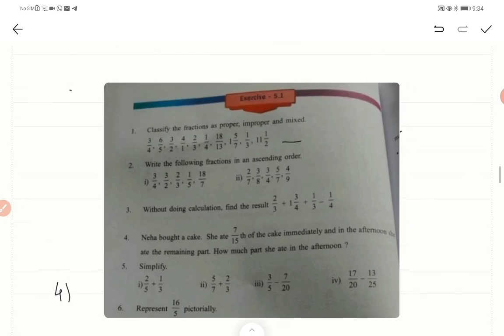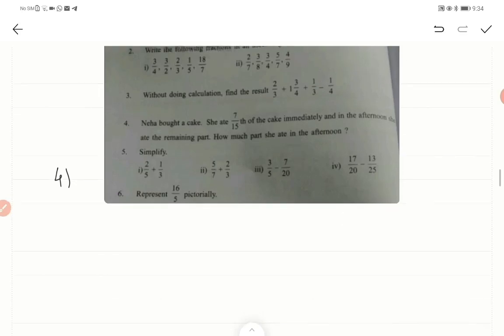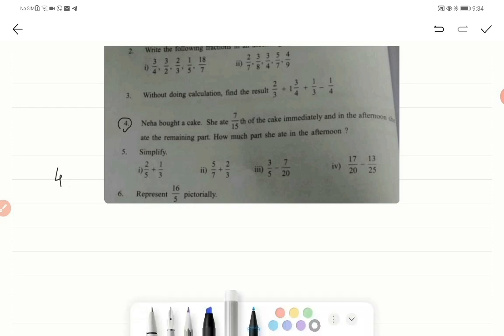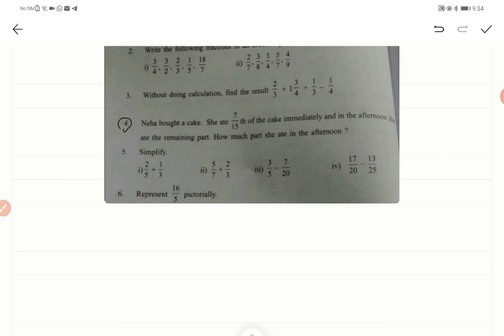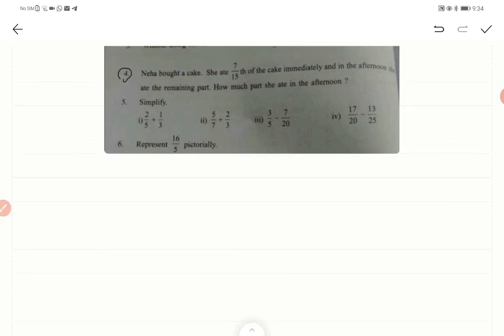Today, what I will do is take exercise 5.1. In that, I will try to solve your fourth question. You will get addition, subtraction, or anything in the form of statements as well. In this fourth question they had given: Neha bought a cake. So she had bought a cake. This cake she ate 7 by 15th part of the cake immediately.